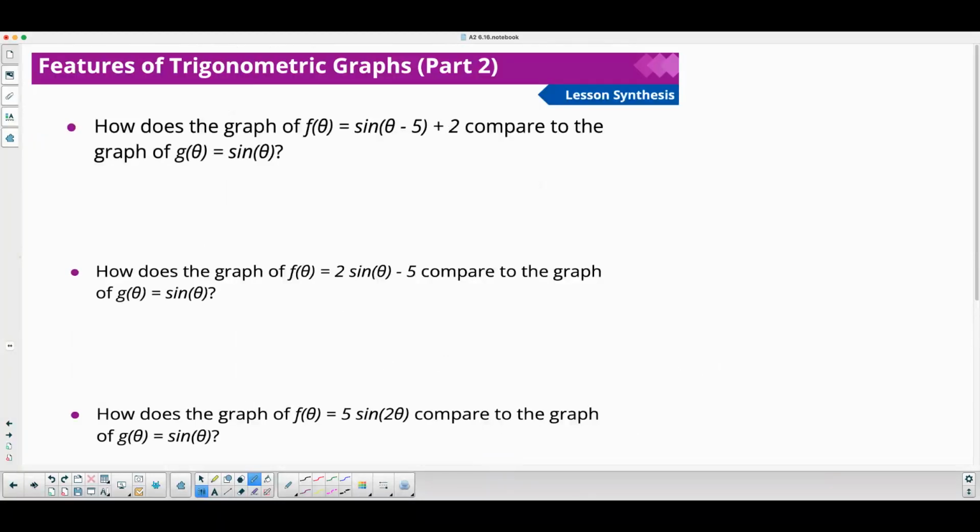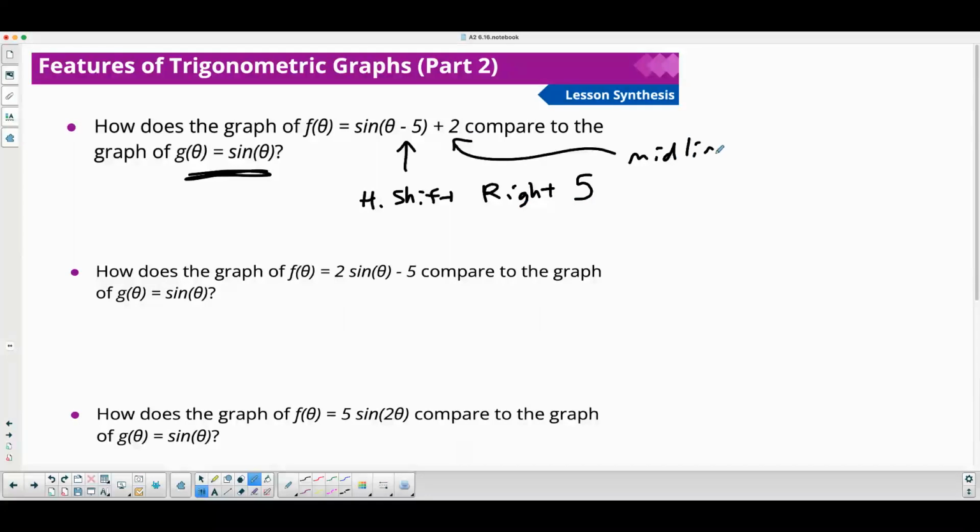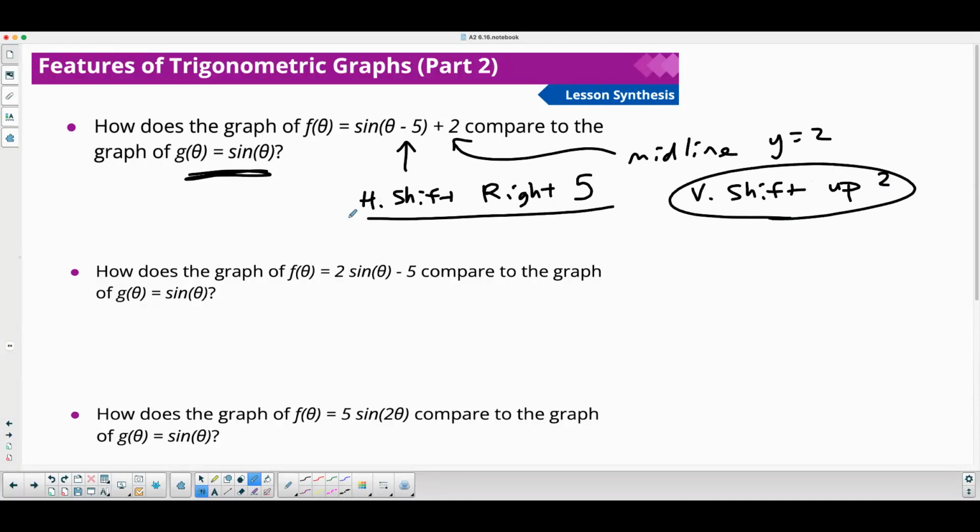All right, so how does the graph of f of theta equals sine of theta minus 5 plus 2 compare to the graph of g of theta equals sine of theta? So this is my base function. This minus 5 here means it's going to be a horizontal shift or translation, right 5. And then this plus 2 means my midline shifts up 2. So it's at y equals 2. So it's a vertical shift up 2, okay? Or if you want to use the word translation instead of shift, that would be fine too.